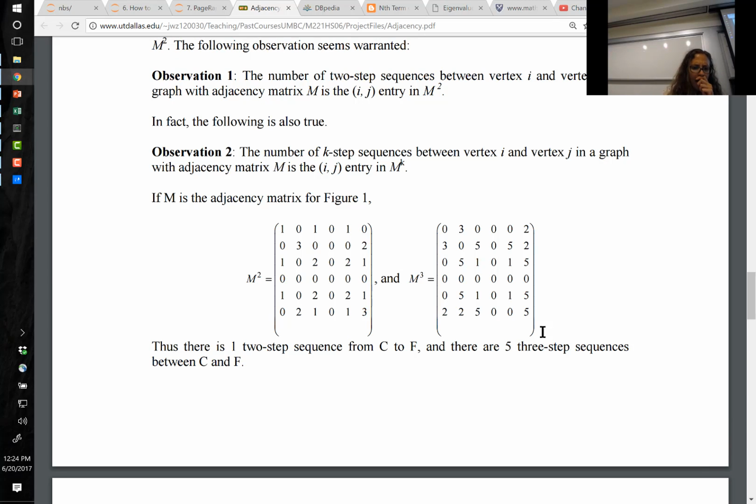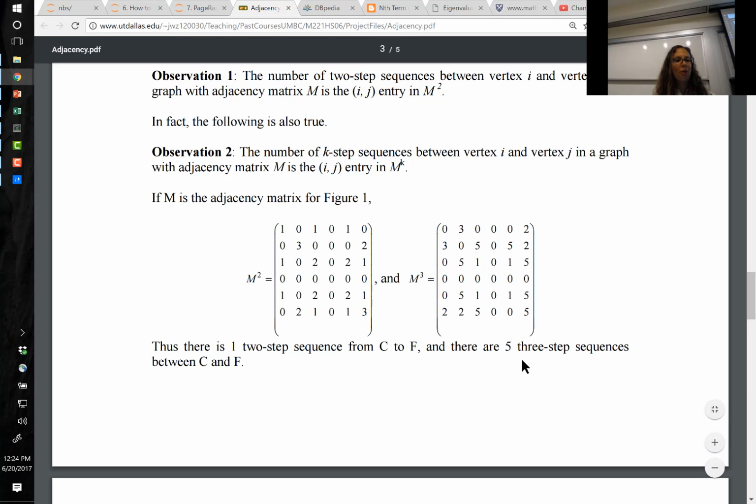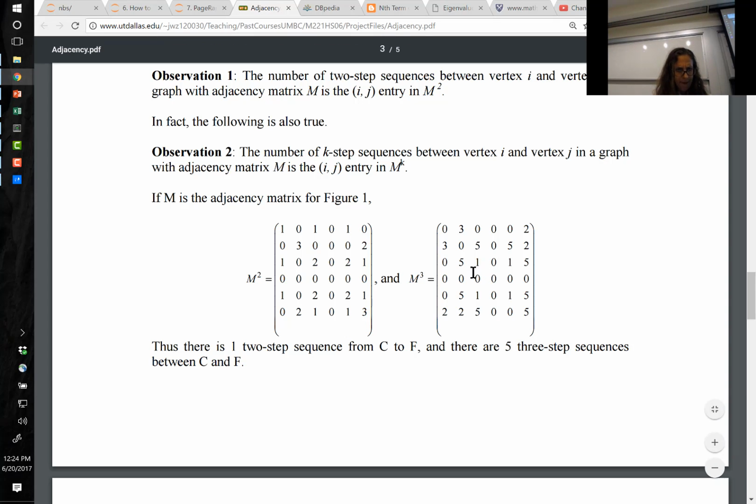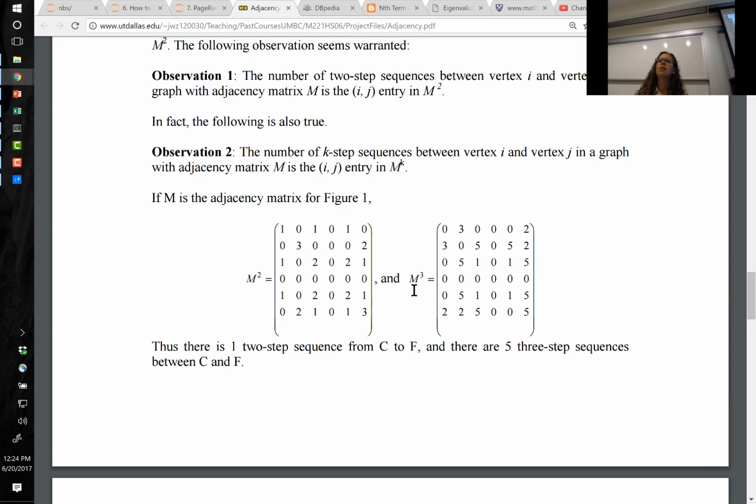There are 5 3-step sequences between C and F. So coming over here, yeah. So C is the 3rd row, F is the 6th column, and we've got 5. This is for M cubed. Are there questions about this? This would show up in kind of like logistics problems.